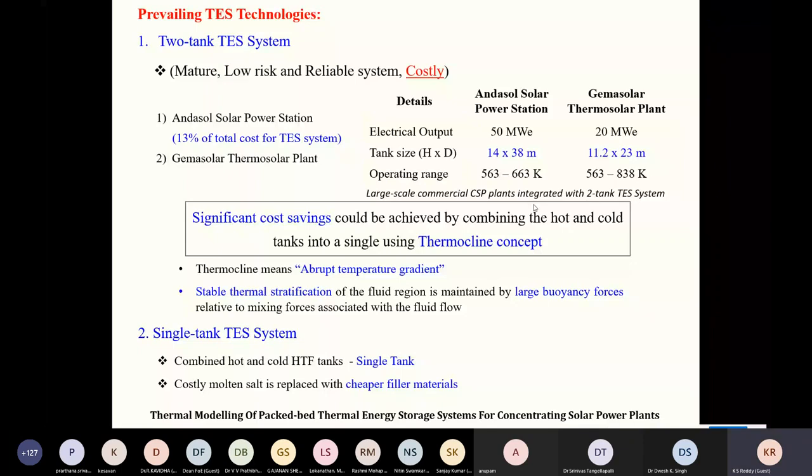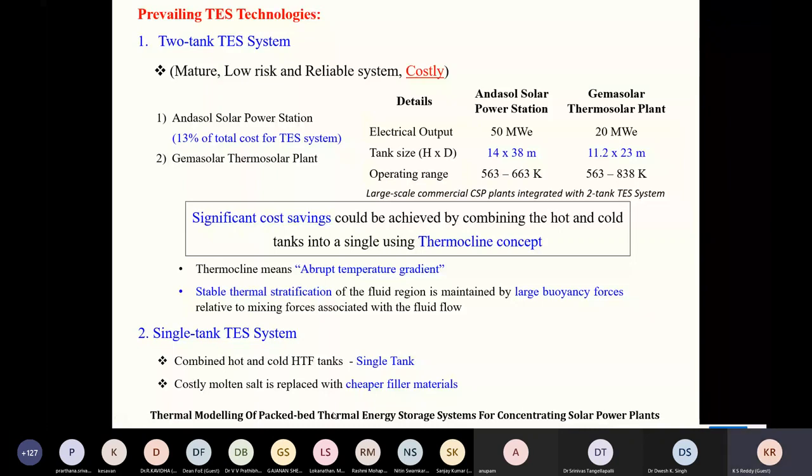So if you replace these 2 tanks by a single tank, then it's called a thermocline single tank system. We have been working on energy storage with a single tank. That's called single tank thermal energy storage system. It's a combination of both hot and cold fluid in the same tank, and costly molten salt is replaced by cheaper filler material.